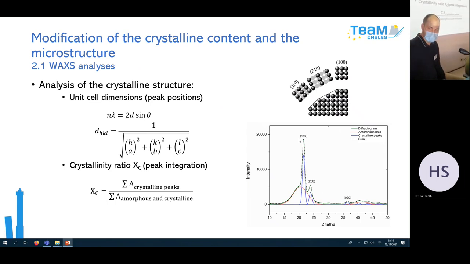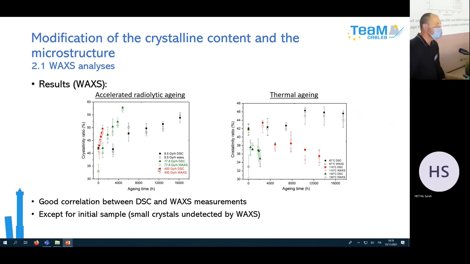By looking at this diffraction pattern, you can extract the amorphous phase, which is the very wide peak in red, and the crystalline peaks, which are in blue. By simply comparing the area under the peaks of these two regions, you can calculate a degree of crystallinity of your material. So that's what we did for WAX. And we also compared with the DSC results that we obtained through the thermal analysis. We can see that, even though this evolution for the thermal aging, for instance, is very chaotic, the comparison between DSC and WAX is very good.